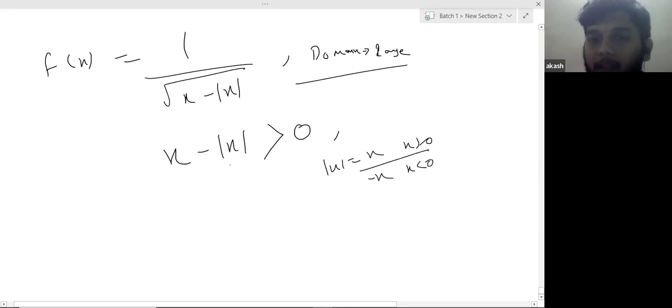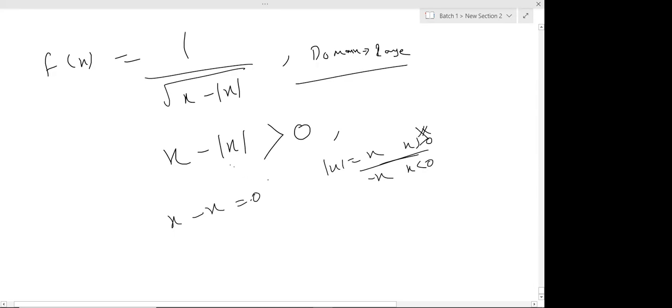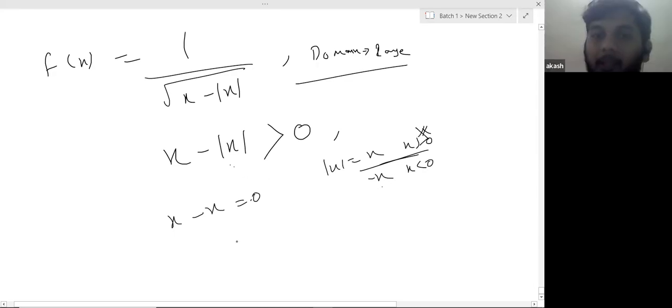So try to think of it in two parts. The first case would be when x is positive. So x minus x, so this is 0. So this case is never accepted, right? x can never be positive. Is this clear? Yes, sir. And when x is negative, we'll replace this with minus x. So x minus of minus x, so 2x. But we know that x is negative, so under root doesn't accept negative numbers.